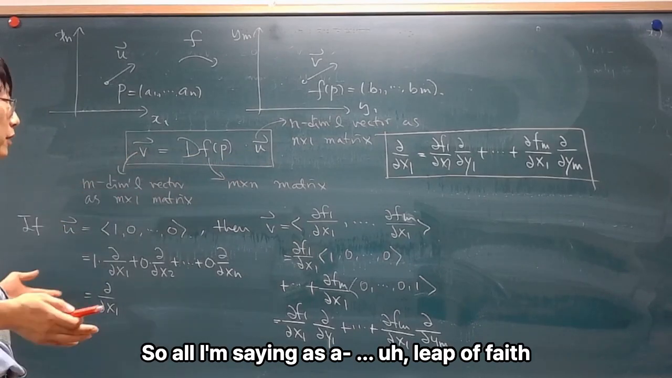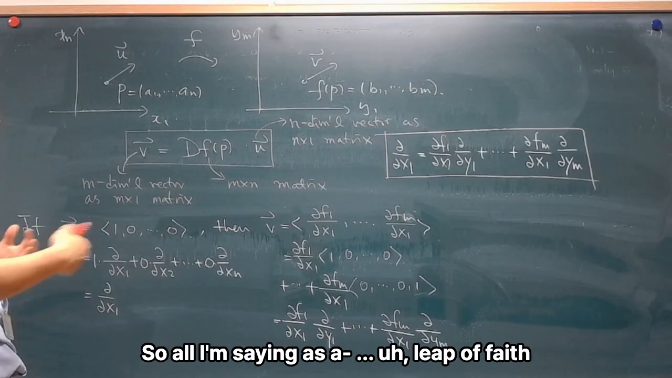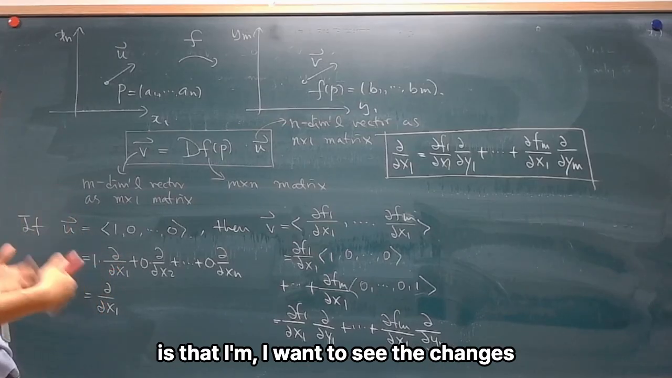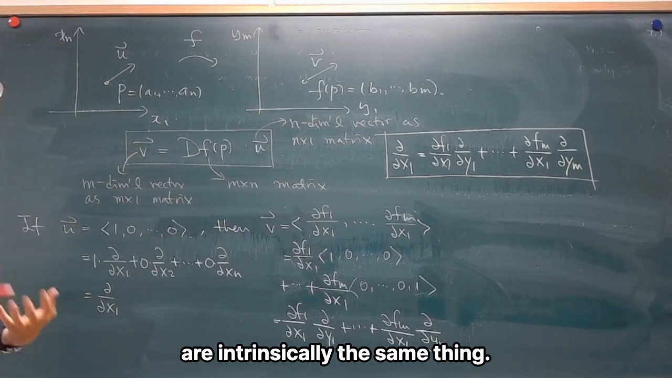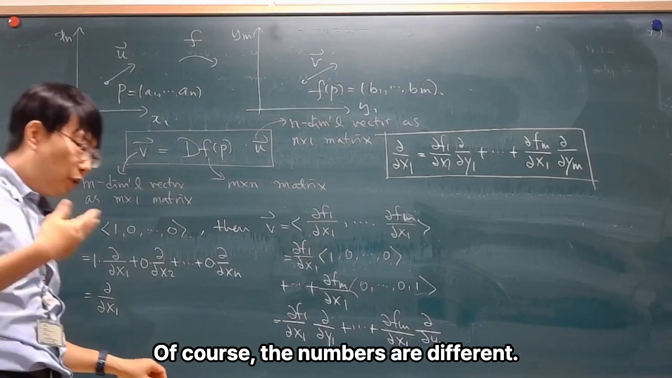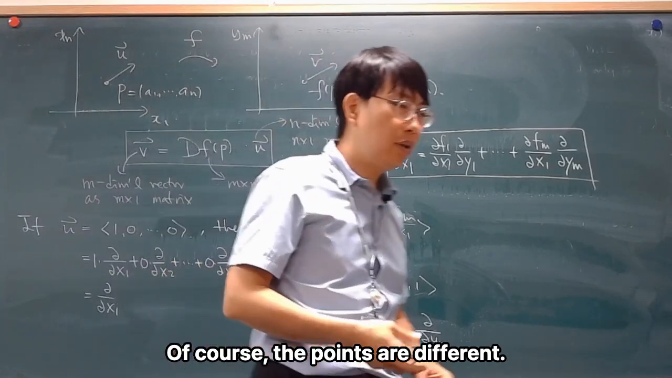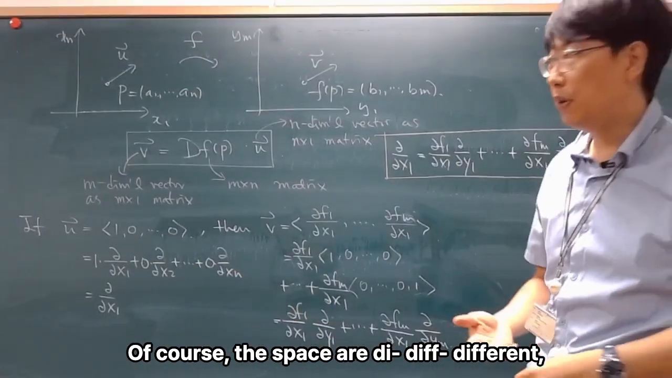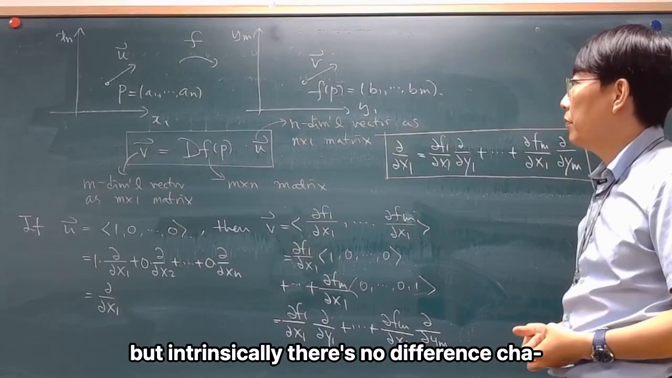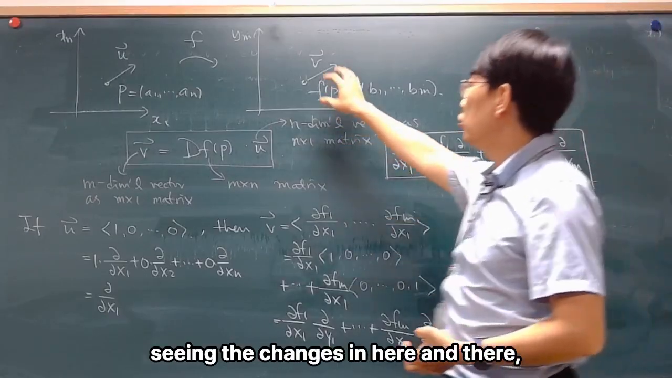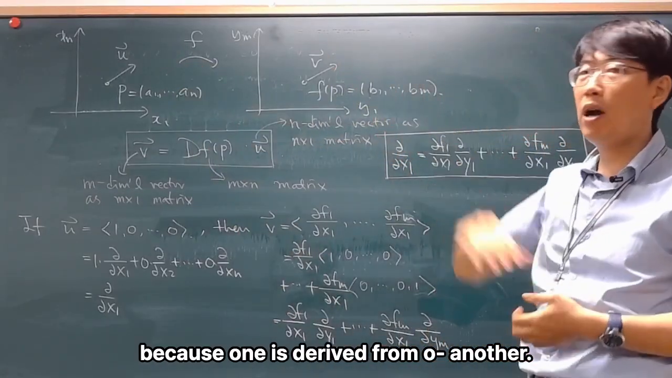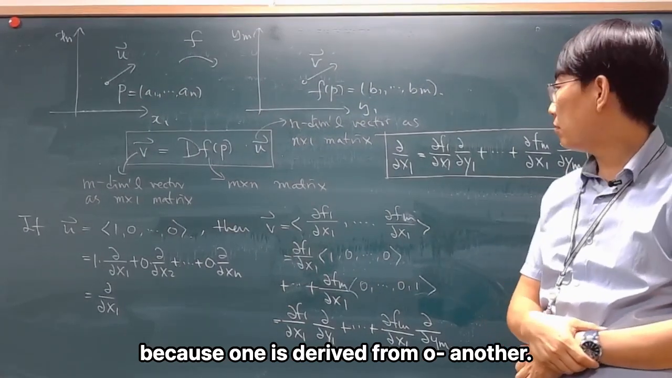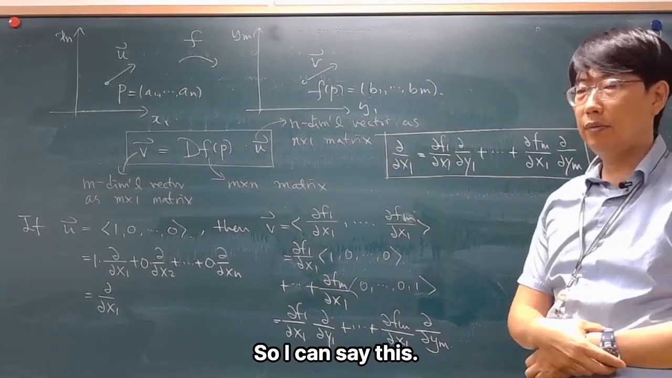So all I'm saying, as a leap of faith, is that I want to see the changes in these two spaces as intrinsically the same thing. Of course, the numbers are different. Of course, the points are different. Of course, the spaces are different. But intrinsically, there's no difference seeing the changes in here and there, because one is derived from another. So I can say this.